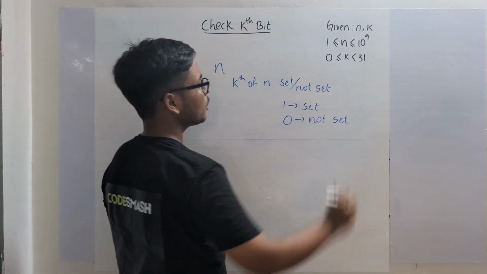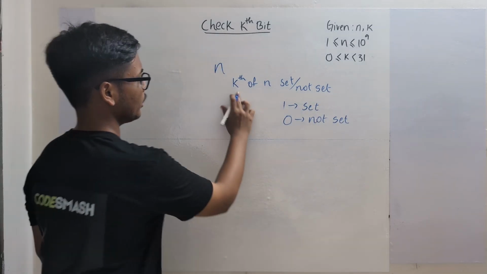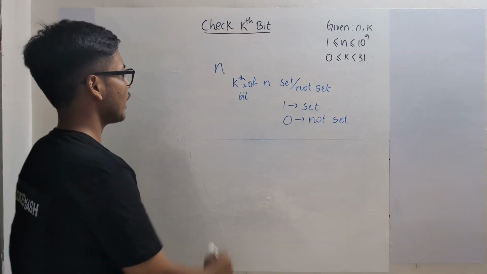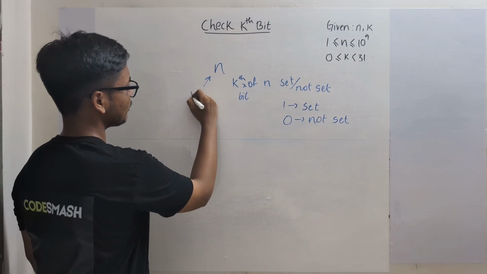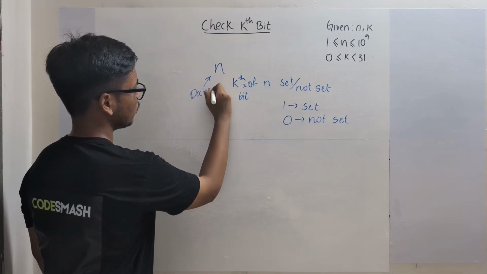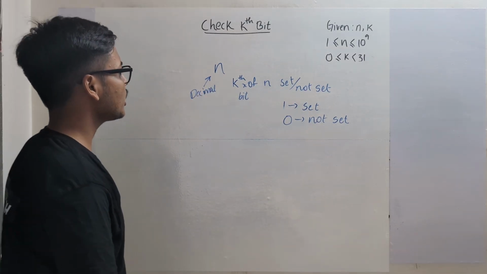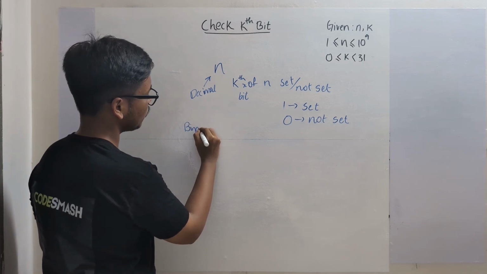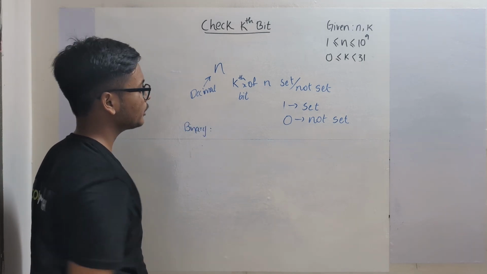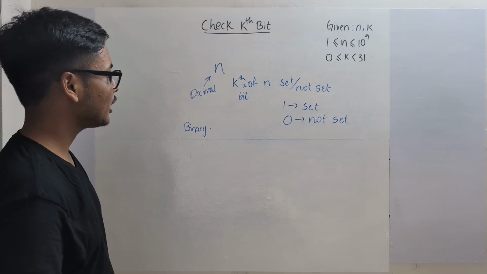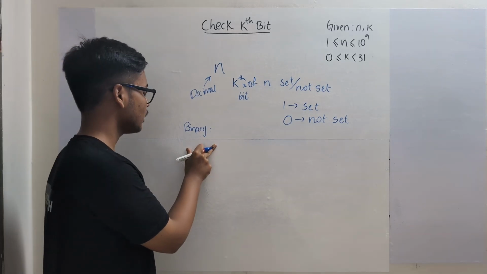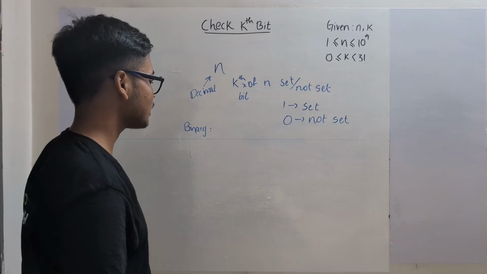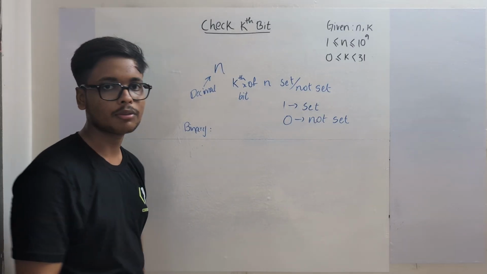First, let us understand what is meant by the kth bit of n. As given, n is a decimal number. First we have to change n into its binary format. Then we will find the kth bit of this binary number. And as we are following 0 based indexing, the 0th index is the least significant bit.